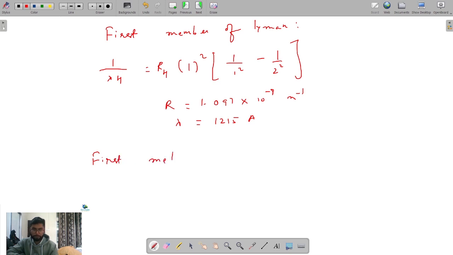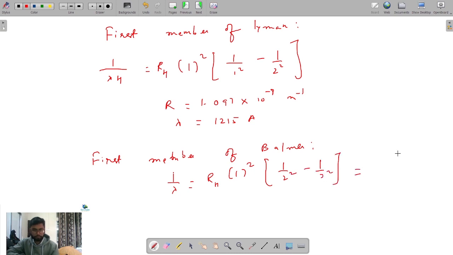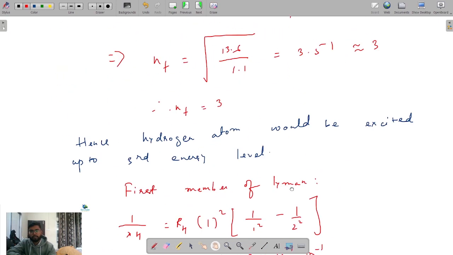And now for the Balmer series, the first member of Balmer is equal to Rh, 1 by 2 square minus 1 by 3 square, and lambda will be equal to 6563 angstrom. So this is the end of our solution.